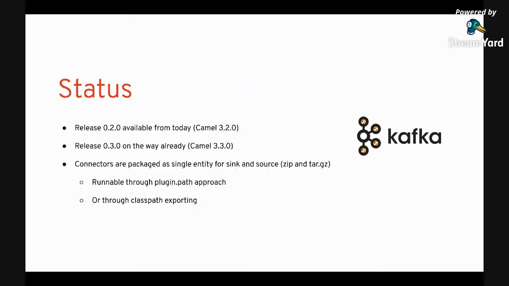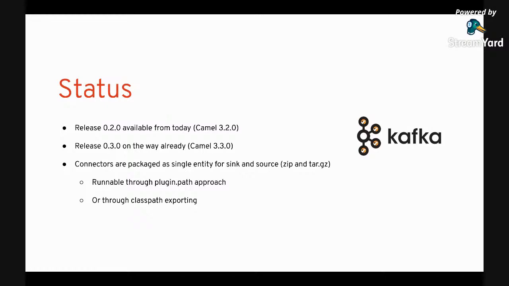Next slide. Okay, so what's the status of this project? Today we released the 0.2 release, and so it's really fresh. If you want to try it out, it's already available for downloading, both from Maven, and you also have a list of connectors packaged as zip and tar. We are already working on the new release based on the latest Camel, Camel 3.3, and it's already on the way because we are under heavy development actually. So we will release the 0.3 probably by the end of this week.